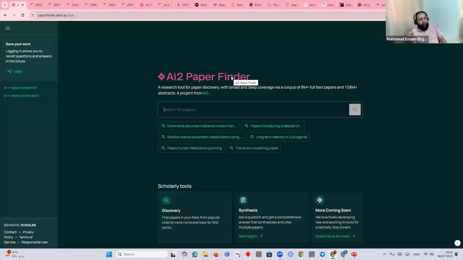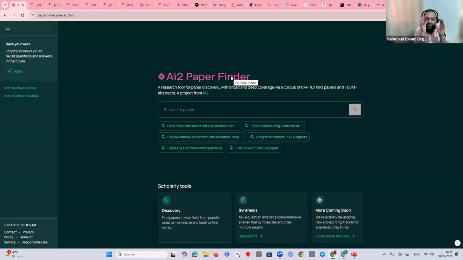So this is the AI2 Paper Finder. When do you use it? You use it when you want to collect the papers that you need to help you in defining your research question, in writing your literature review. Okay, so this is the tool. And why, for example, do I use this tool and not other tools?